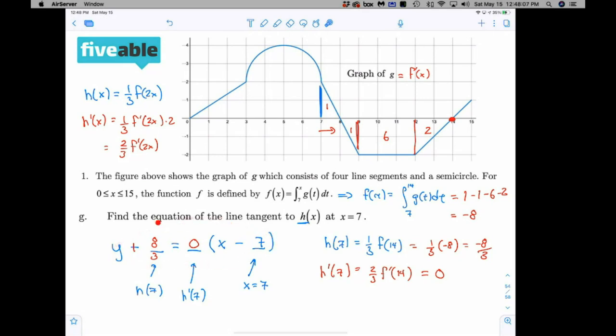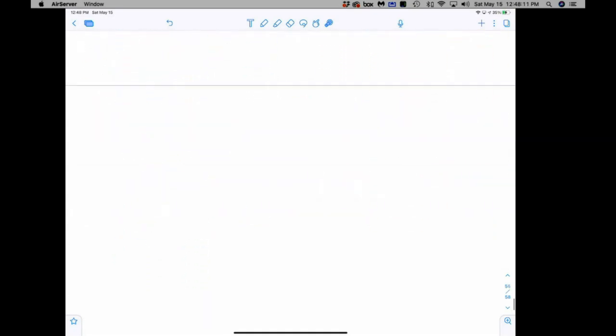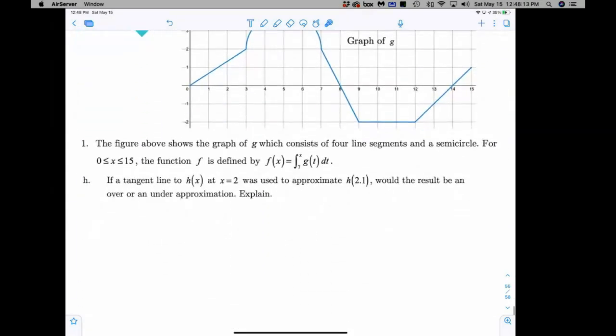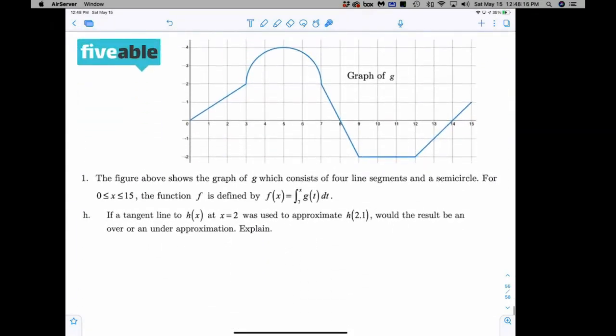But you don't get extra credit for that, so I would just leave it right like this, okay? So let's go now and take a look at the very last part of this free response question. We're finally getting to the end. In this one, you are asked, that tangent line we just computed, if we use it to approximate h of 2.1, would the result be an over approximation or an under approximation?